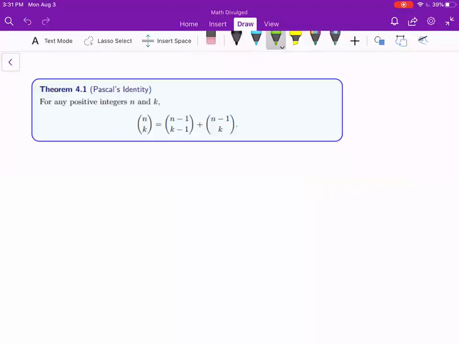Pascal's identity states that for two positive integers n and k, hockey stick, it's a funny name. I'll show you where it comes from later. But let's focus on Pascal's for now. It basically states that with two positive integers n and k, we have n minus 1 choose k minus 1 plus n minus 1 choose k, and that will give us n choose k when we add the two.